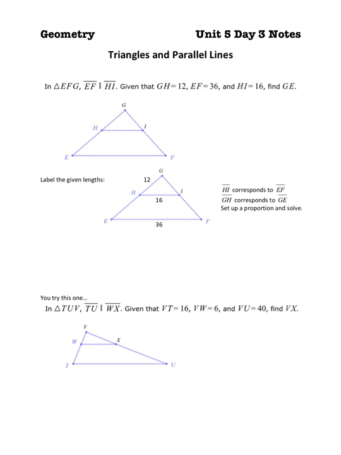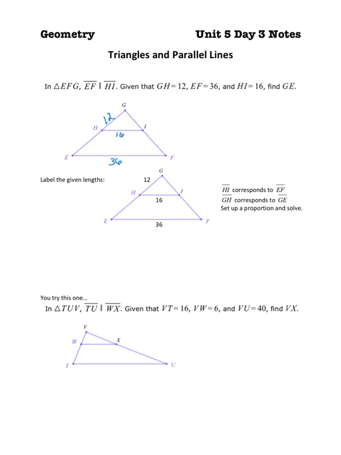All right, triangles and parallel lines. This gets fun. And this is where you're going to get a lot of algebra, and you have to pay really close attention. All right. We know that GH is 12 because it says so. We know that EF is 36. HI is 16.